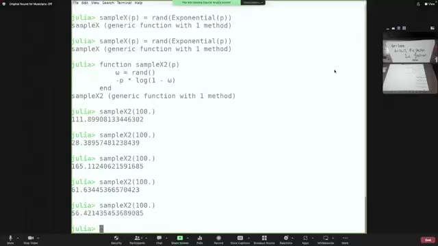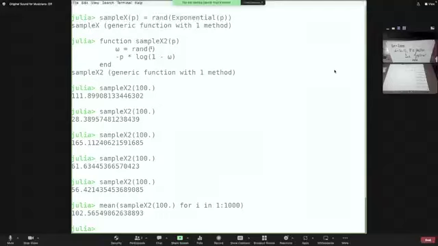Now if I try this with 100, it does seem to look like something centered around 100. We can check its mean. In fact, under the hood, this is probably what your computer is doing. There's a really optimized way of generating uniforms. Actually, I'm not 100% sure this is how it's doing it, but this is one possible way.